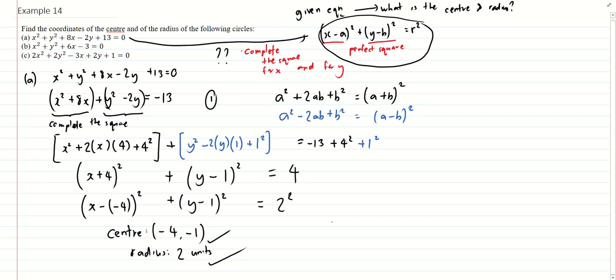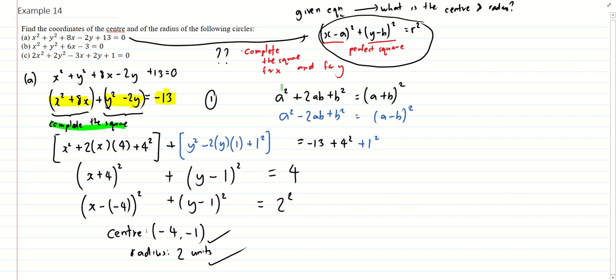Okay, so a very quick recap once again. The very first thing that I will need to do will be to separate out the x's, separate out the y's, and numbers or constants all on the right hand side. Okay, after that you will need to complete the square. Step 2, complete the square for x, complete the square for y.